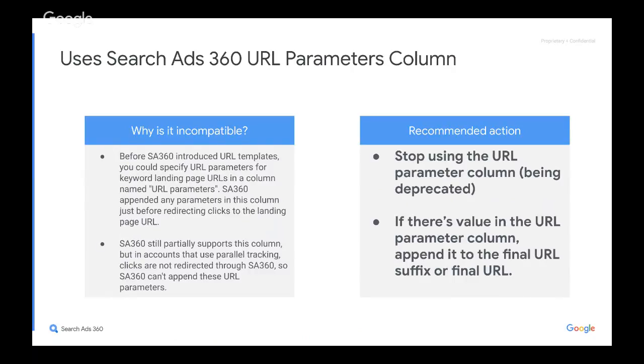About Search Ads 360 URL parameters and regarding column. URL parameters have actually been deprecated in March, so there should be very few instances of this being active in any engine accounts. If you find any of those, or if they are flagged and they still serve a purpose, they're not just outdated leftovers from ancient times, then either add them to the final URL or to the URL suffix, to make sure that they are sent to the actual URL.